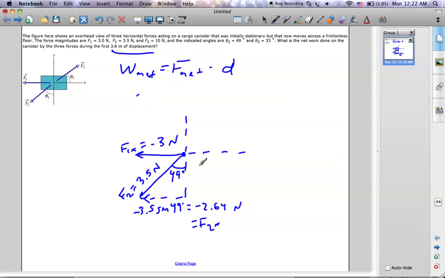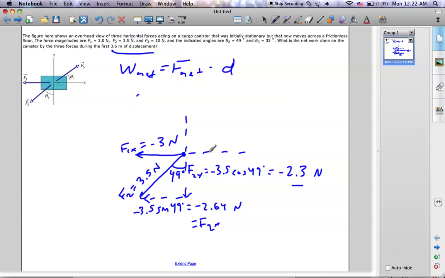So we can also find F2y. It's going to be negative because it's in the negative y direction. So negative 3.5 cosine 49 degrees equals negative 2.3 newtons.